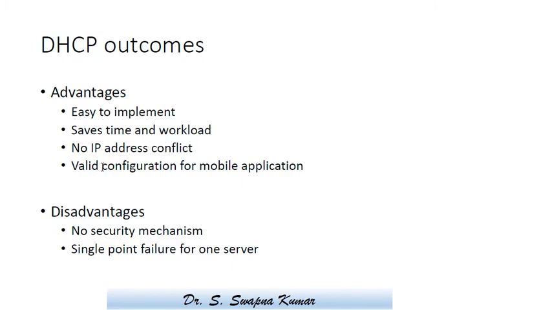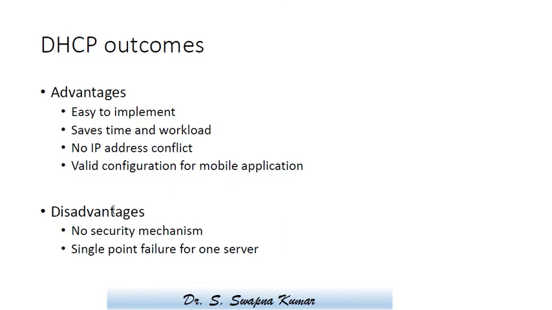Next is valid configurations for mobile applications. That means it is useful for mobile users because of the change in various locations. Thereby valid configurations are automatically obtained from the DHCP due to the network change.